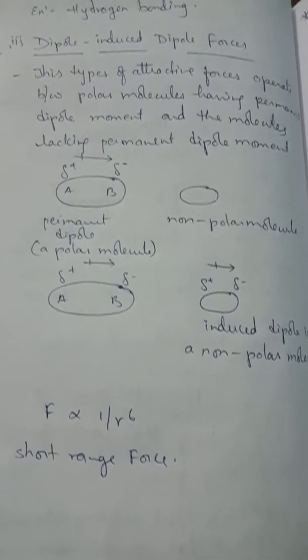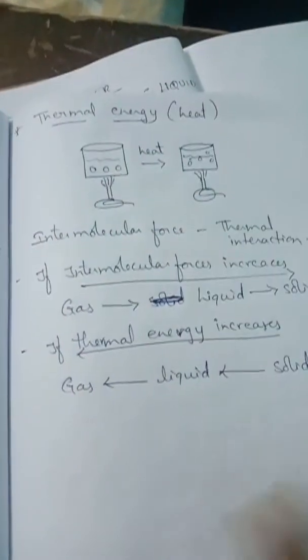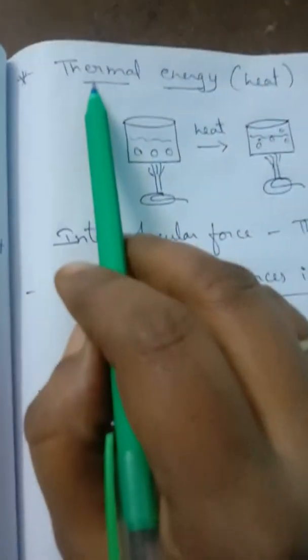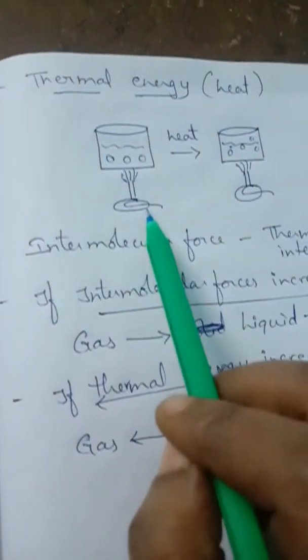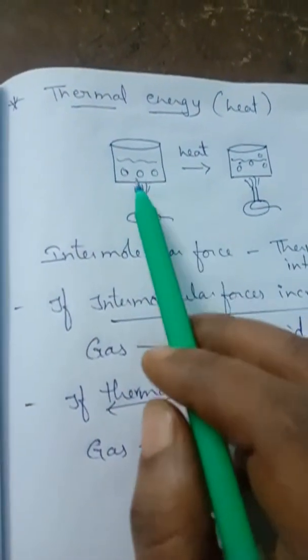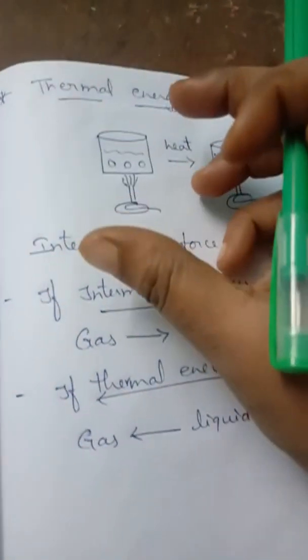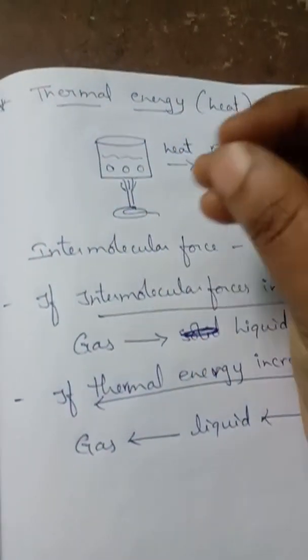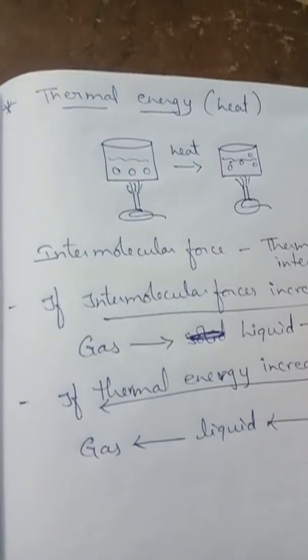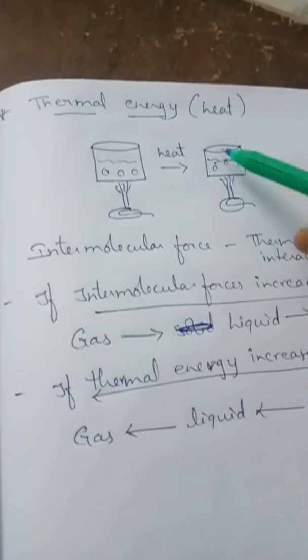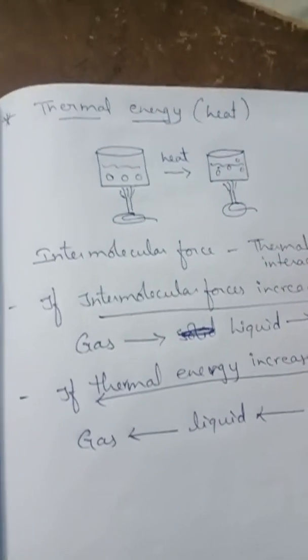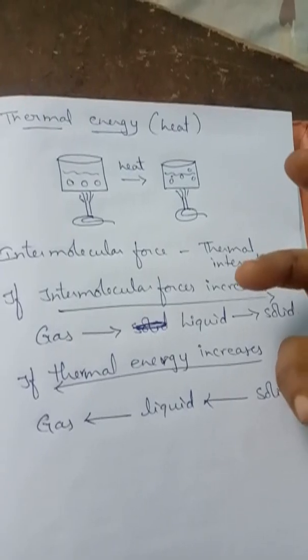Next comes thermal energy. So look at here, children. Thermal is nothing but heat, so we are talking about heat energy. Here I have drawn a diagram. Take a bowl, keep some water and keep it on a Bunsen burner. What happens? When the water acquires some amount of heat energy, it will start boiling. When it starts boiling, the molecules present move randomly. Why? Because they acquire some amount of energy.